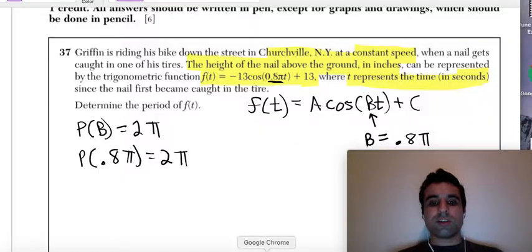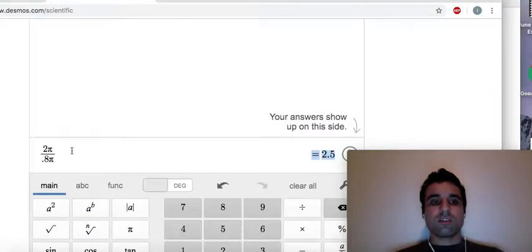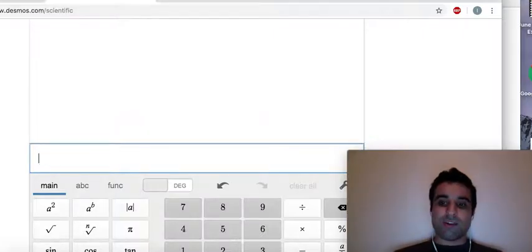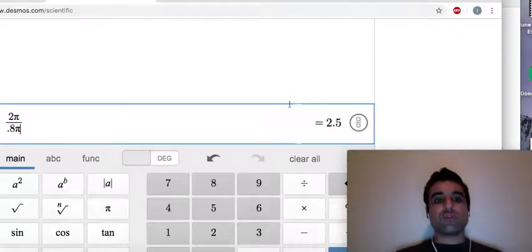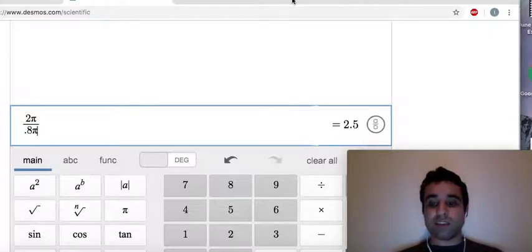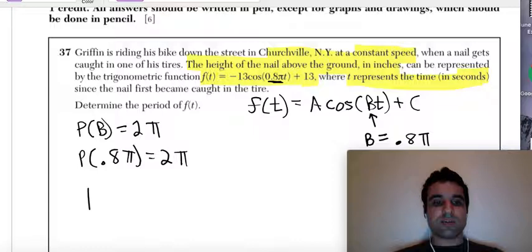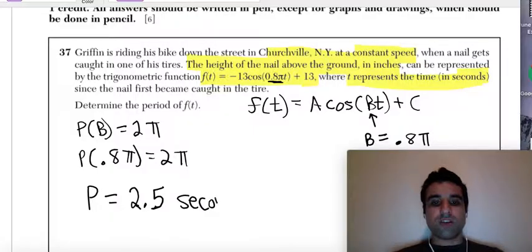Now I'm going to divide. 2 pi divided by 0.8 pi is 2.5. So the period is 2.5, and it's time, because it's the time it takes the graph to complete one full cycle. So the period is 2.5 seconds when I divide both sides by 0.8 pi. That's the time it takes the graph to complete one full cycle of the cosine curve, 2.5 seconds along the x-axis.